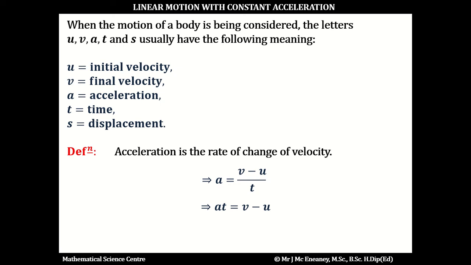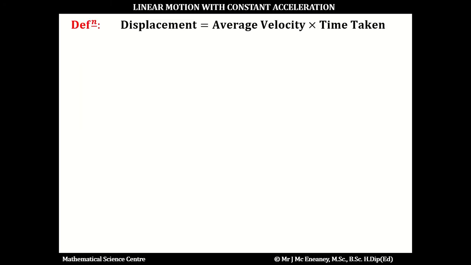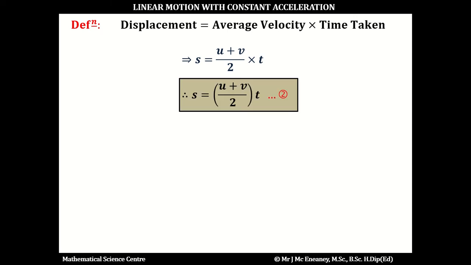And if we want to get v on its own, if we bring the minus u over, v equals u plus at. We can label this as equation number 1. Another definition: we know the distance is speed times time. So if there are two velocities, displacement is the average velocity times the time taken. Average velocity is (u plus v) over 2, so the displacement s is equal to (u plus v) over 2 times t. We can label this as equation number 2.